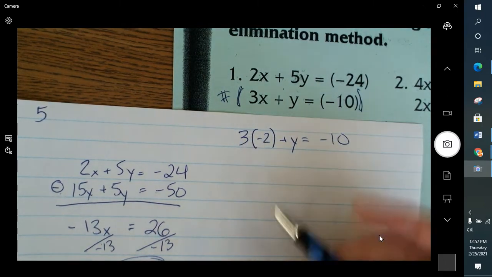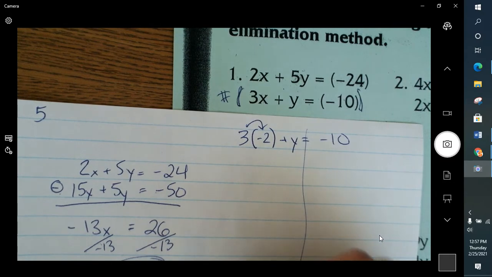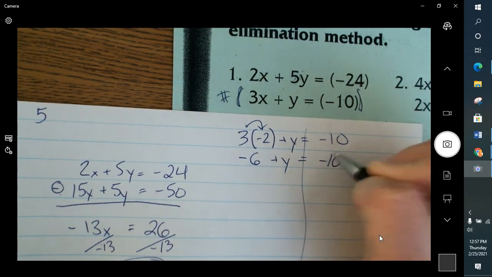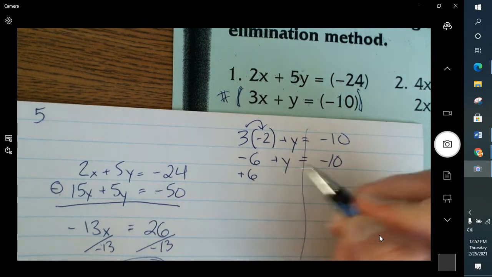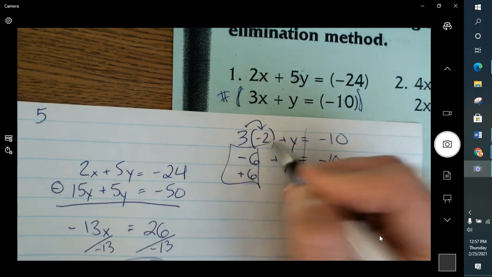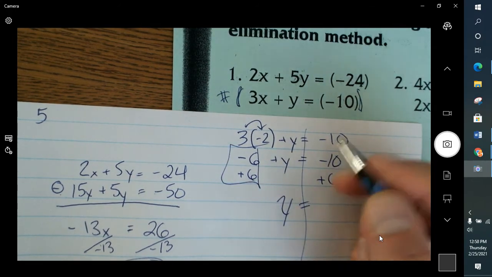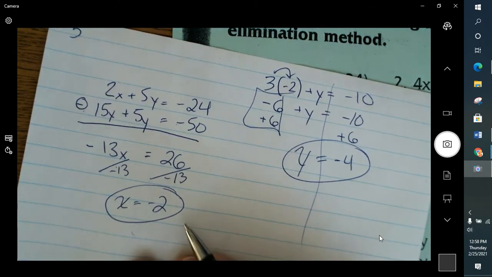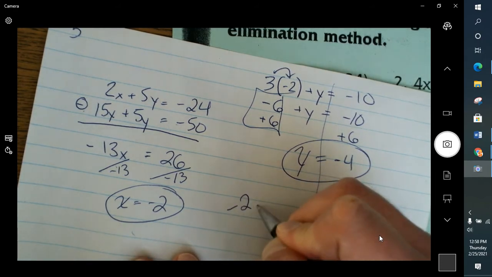Let's go ahead and solve this kind of like a one-step equation. We just got to first simplify here. 3 times negative 2 is a negative 6 plus y equals negative 10. And lastly, to get y by itself, you guessed it, add 6 to each side. Those zero out. I'm left with y equals negative 10 plus 6 is a negative 4. And so my answer here today is going to be negative 2, negative 4 as an ordered pair.